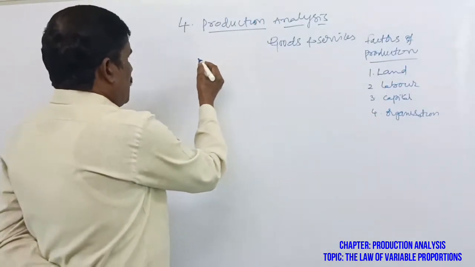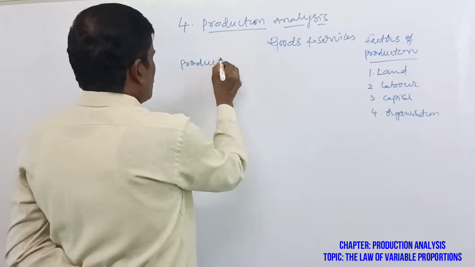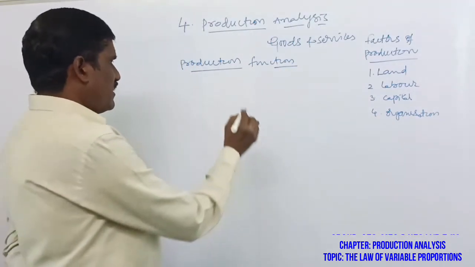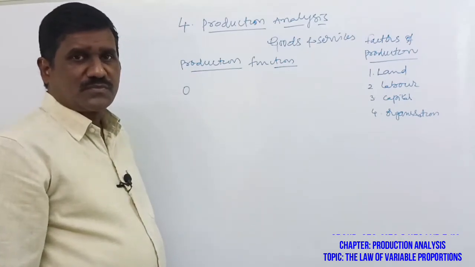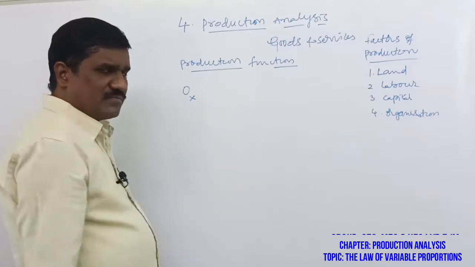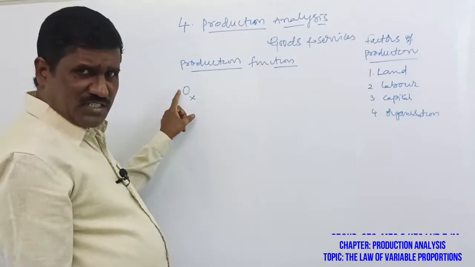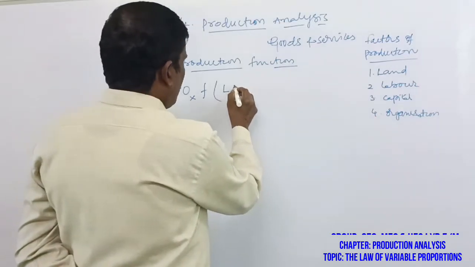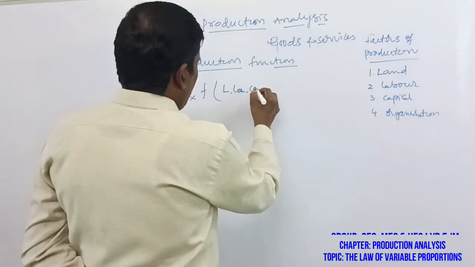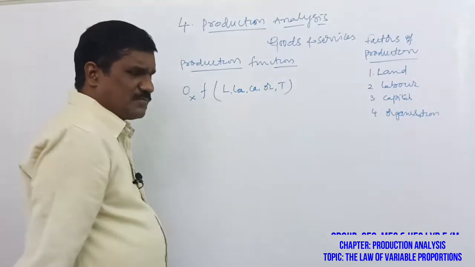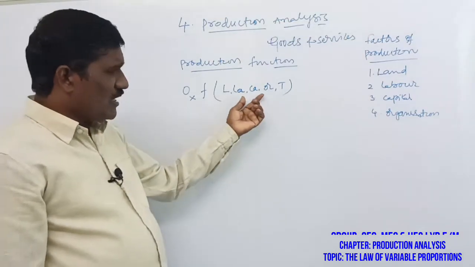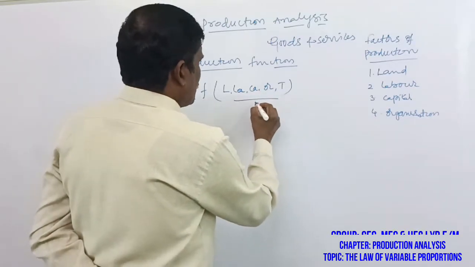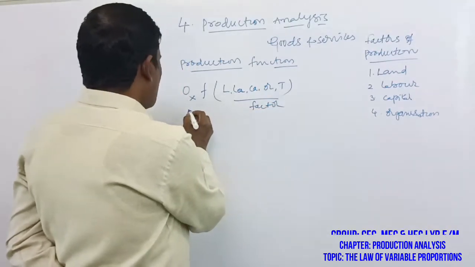Here, production function. What is the production function? For example, production means output. To produce the goods of X, output of X, production of X, we need land, labor, capital, organization and technology. Technology is secondary. Primary are the 4. So these are all called factors and this is called output.